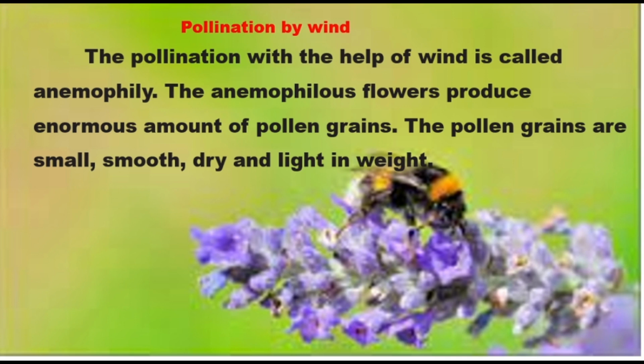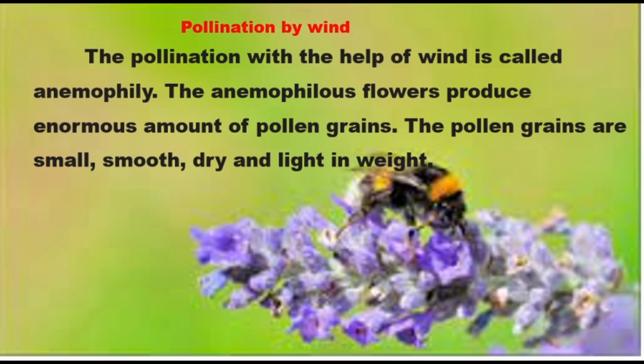Basically it produces a large number of pollen grains because we cannot expect all the pollen grains to reach the stigma of the flower. A few pollen grains have to be carried to the stigma, and most of the pollen grains go to waste. So the plant has to produce a greater amount of pollen grains. The pollen grains are small, smooth, dry and light in weight.